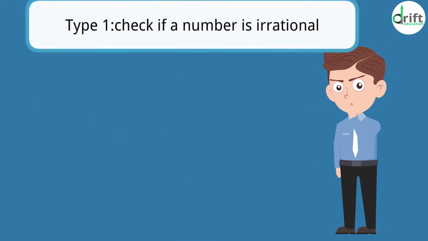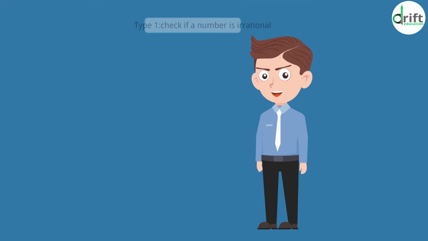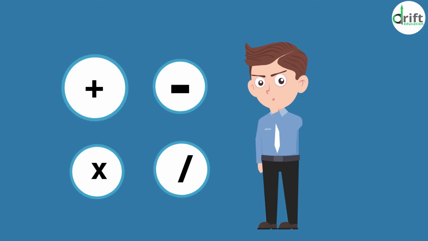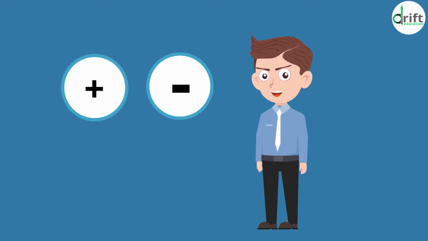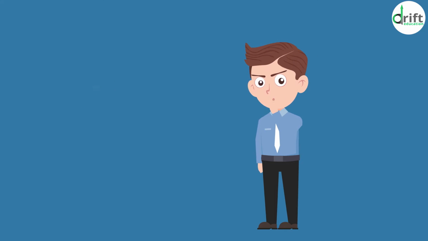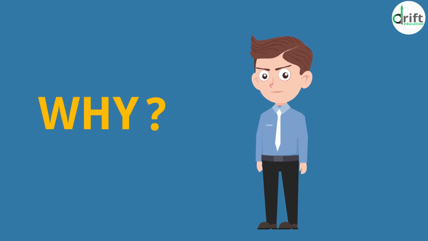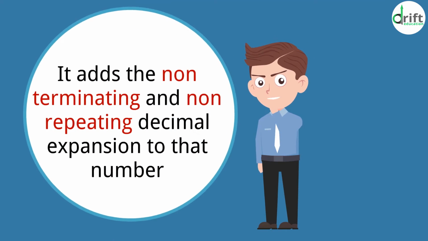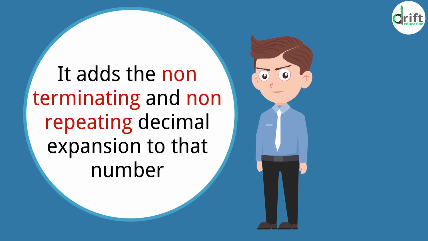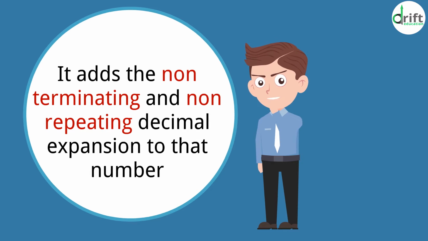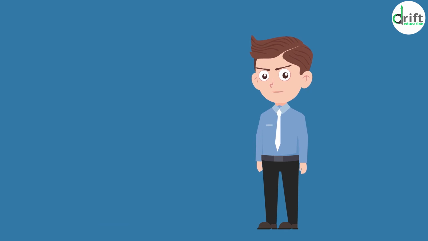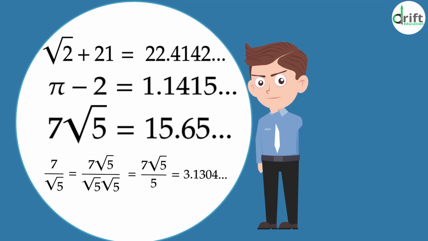Type 1. To check if a number is irrational. If an irrational number is added, subtracted, multiplied or divided, the result is also an irrational number. Why? Because it adds the non-terminating and non-repeating decimal expansion to the number. For example, here are some examples on your screen.